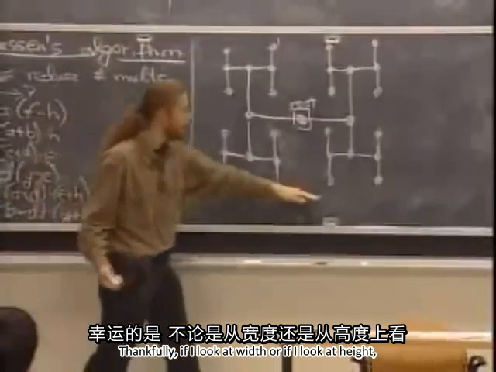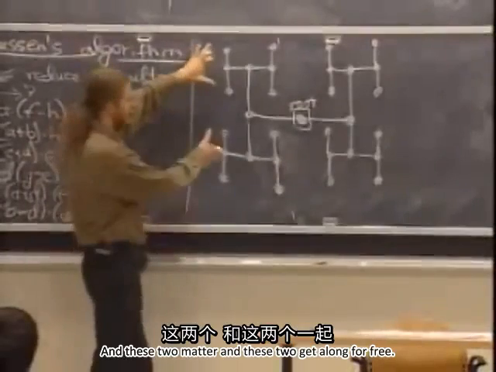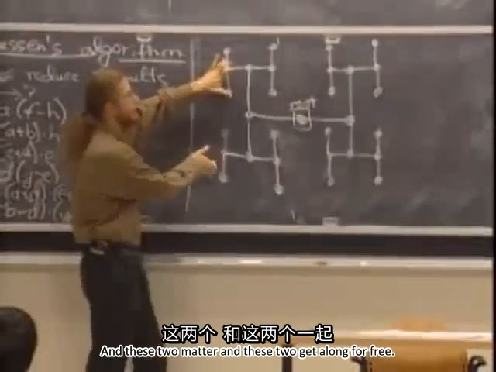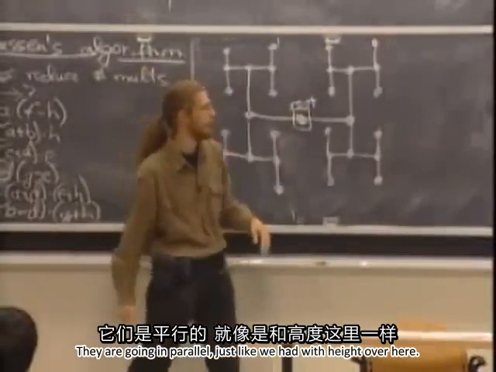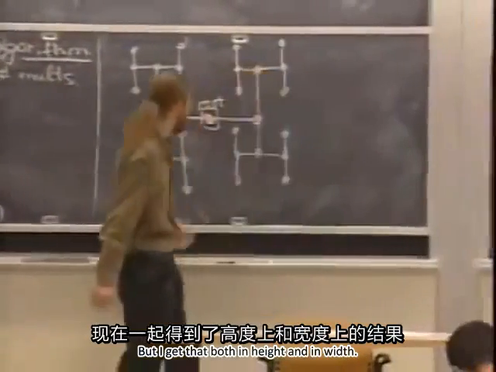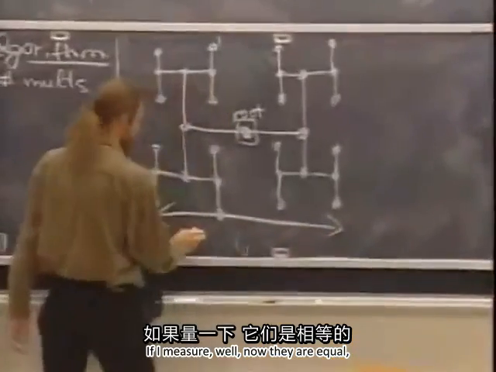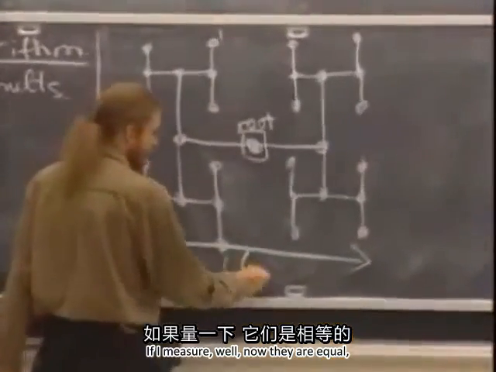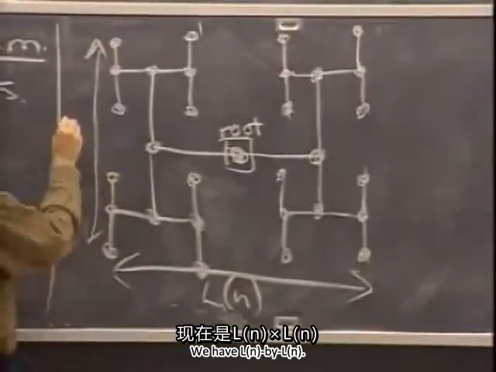Thankfully, if I look at width or if I look at height, there's only 2 that matter. Right? And height, these 2 matter, and these 2 get along for free. They're going in parallel, just like we had with height over here. But I get that both in height and in width. So if I measure, let's call this, well, now they're equal, so I'll just call them the length. We have L of n by L of n.